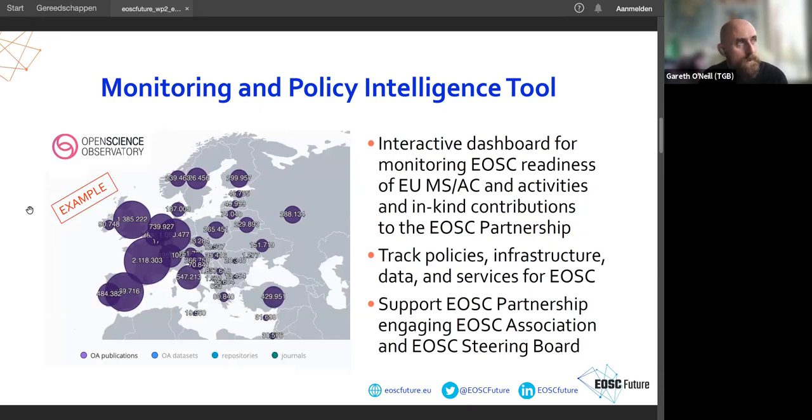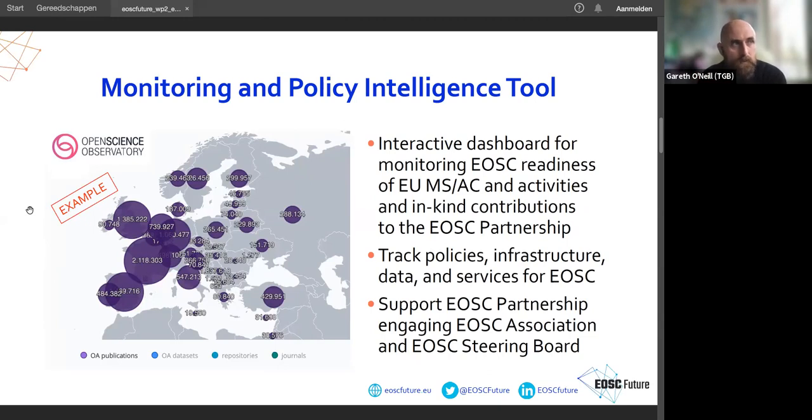Now, coming to the EOSC Observatory, this is basically a monitoring and policy intelligence tool to help collect information and present information related to EOSC readiness of the member states and related to the activities and contributions of the EOSC partnership. So the idea is an interactive dashboard, to keep this simple, twofold. On the one hand, to help the EOSC Steering Board and the EOSC Association collect data, and I'll come back to that in a moment. And then on the other side, to present that to the public in an easy-to-use interactive online website or dashboard, if you will. So there's two sides to this.